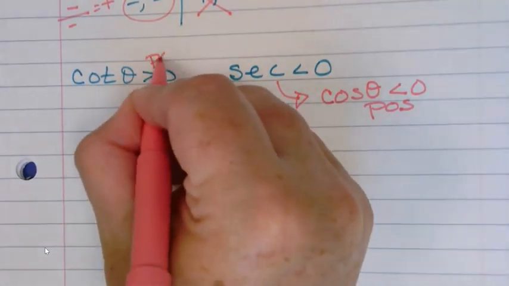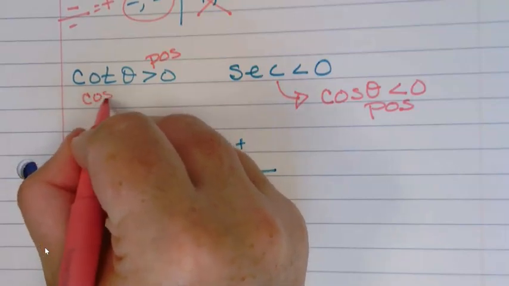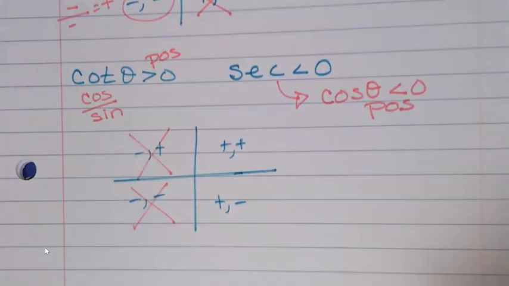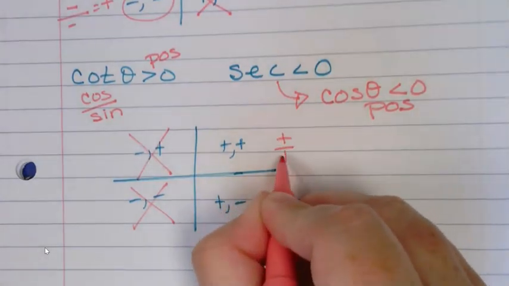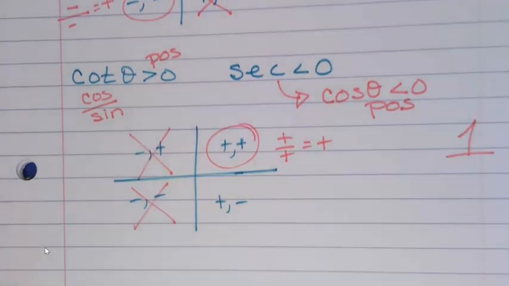Cotangent, we also want positive. Okay, and remember that's cosine over sine. So positive divided by positive is a positive. So the answer is quadrant 1.